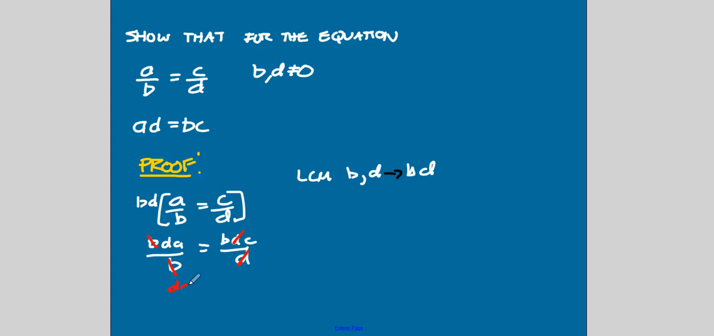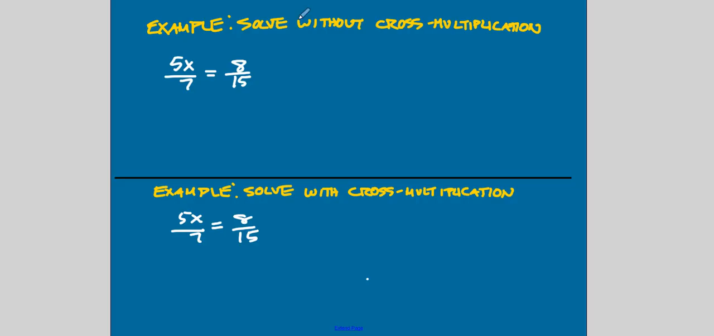da equals bc, but da is the same as ad because in multiplication the order that you multiply is not important. So I get my conclusion, ad equals bc. What this is showing is if you have this equation, you can cross multiply to get this new equation. Let me demonstrate what I just showed using some actual equations.